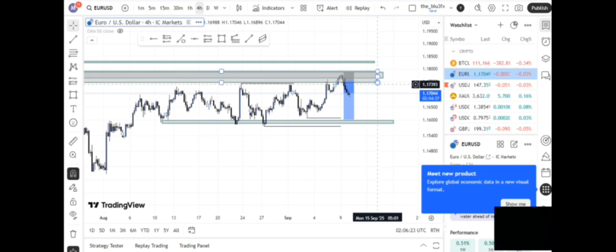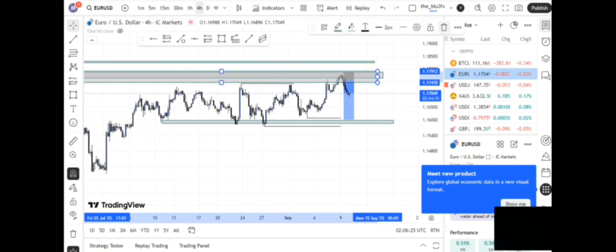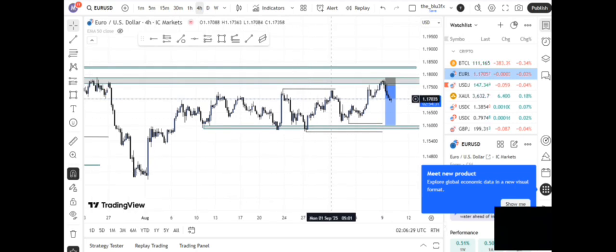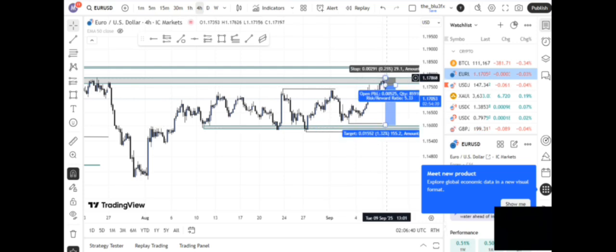So what I do is wait. As you can see, price came here and failed to clear out this high. So you have to be patient as a trader and wait for price to come back to your zone. Price came, tapped me in, and I'm in this sell right now.